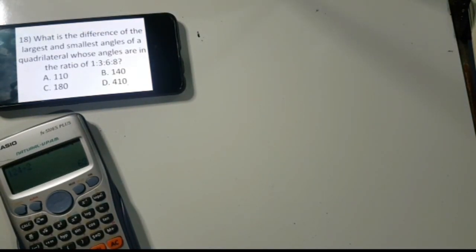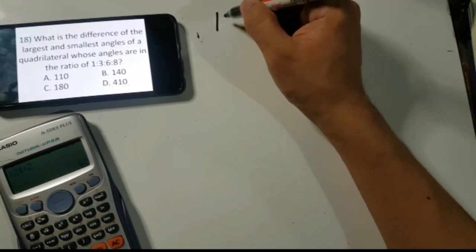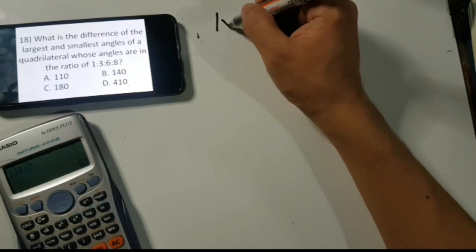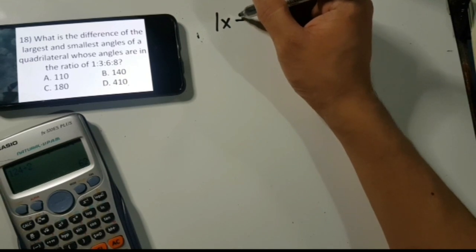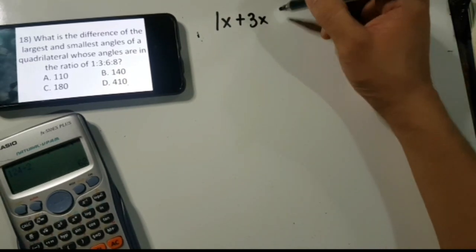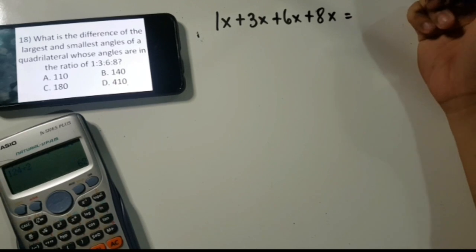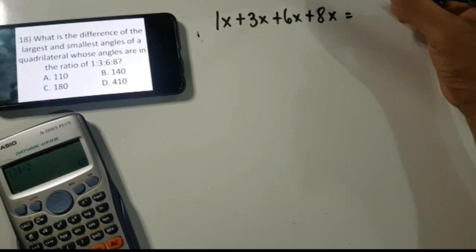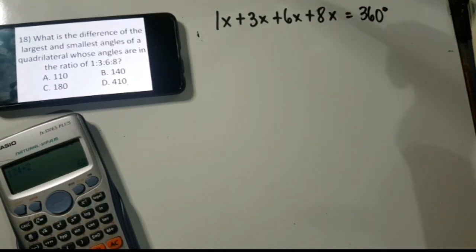Next question. What is the difference of the largest and the smallest angles of a quadrilateral whose angles are in the ratio of 1:3:6:8? So, ilet natin yung bawat number sa ratio as the angles in the quadrilateral. So, 1x plus 3x plus 6x plus 8x. So, tandaan nyo po yung sum of interior angles of a quadrilateral is equal to 360 degrees. That's why inadd ko sila, yung bawat number sa ratio.